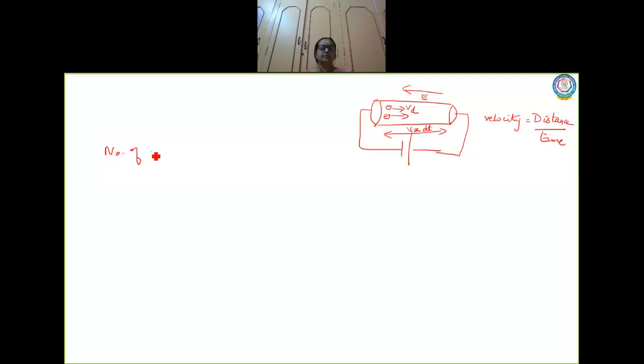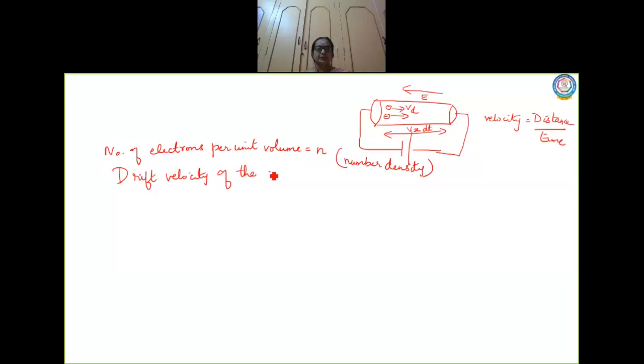So let me start the derivation. Number of electrons per unit volume is equal to n. Now this is called the number density. Number of electrons per unit volume is nothing but the number density, right? The next one is drift velocity. Of course you know this. Drift velocity of the electrons is Vd, right?